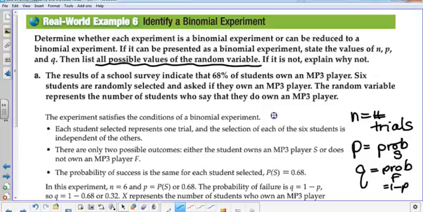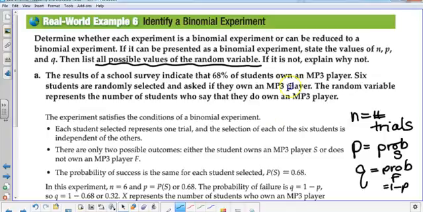The results of a school survey indicate 68% of the people own, I'm going to go with iPod, okay? 6 students are randomly selected and asked, do you own an iPod? The random variable represents the number of students who say they do own an iPod. All right, is this a binomial experiment? Is each student's answer independent of everybody else's? Is there a set number of people they asked? Is the answer success or failure? And do we know the probability of success?